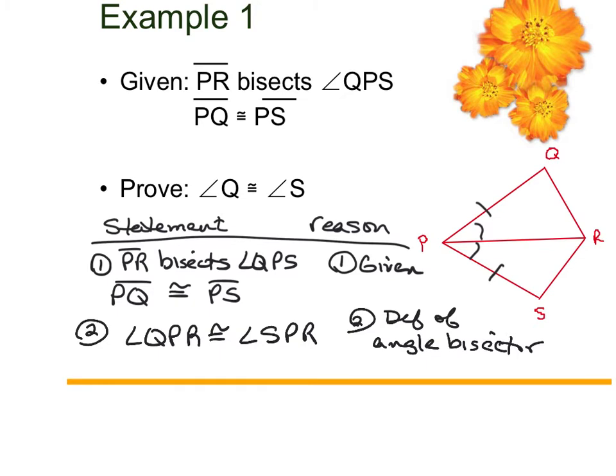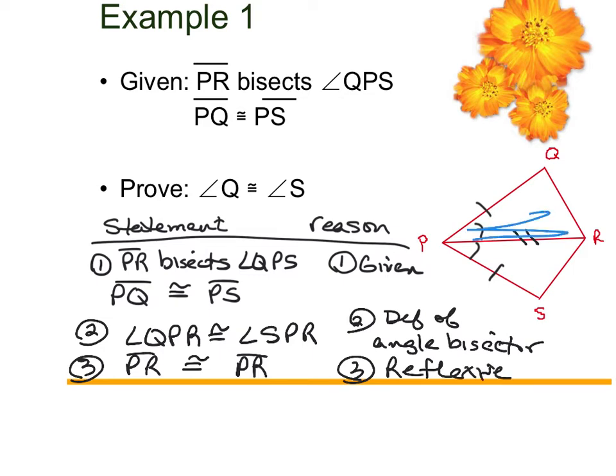Now, I only have 2 pieces on here. I need to now look at my picture and figure out what else I can say is congruent. And I can realize that I've got this shared side, and I can say that side PR is congruent to side PR by the reflexive property. Because the 2 triangles I'm about to prove congruent are this one and this one. And notice this side here in the middle is the same for both. So that's why I stated in there that it's congruent to itself, and I use the reflexive property. Now I have enough information in my picture, and I'm going to be using side, angle, side to show that these 2 triangles are congruent.